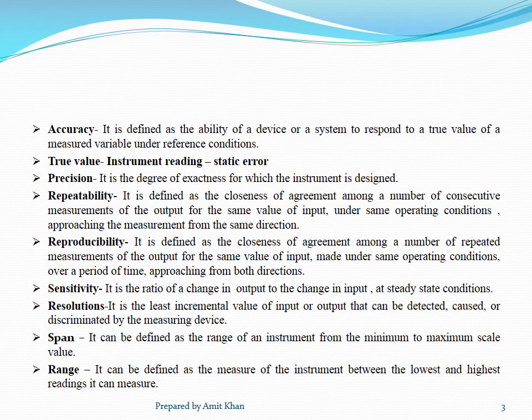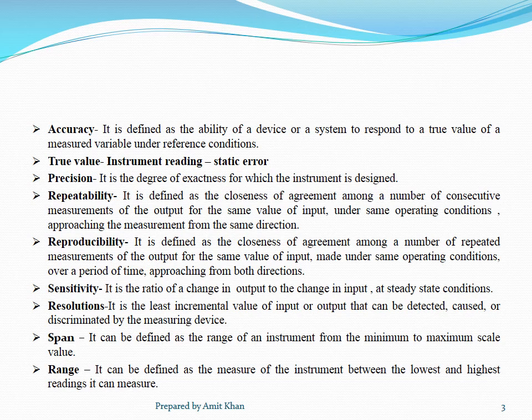Then comes accuracy. Accuracy is defined as the ability of a device or a system to respond to a true value of a measured variable under reference conditions. So what is true value? True value is nothing but the difference between the instrument reading and the static error. Then comes precision. Precision is the degree of exactness for which the instrument is designed.